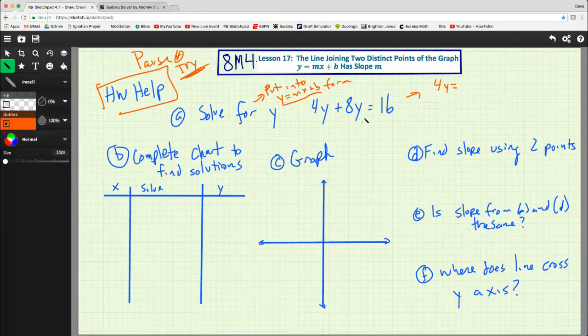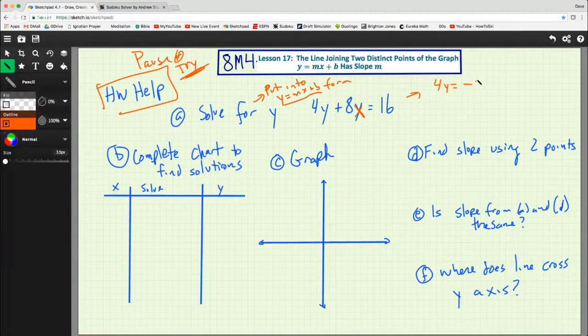This should be an x. Dang it, that should be an x. 4y plus 8x equals 16. I'll fix this on the notes. Okay, 4y, so now pause and try now.